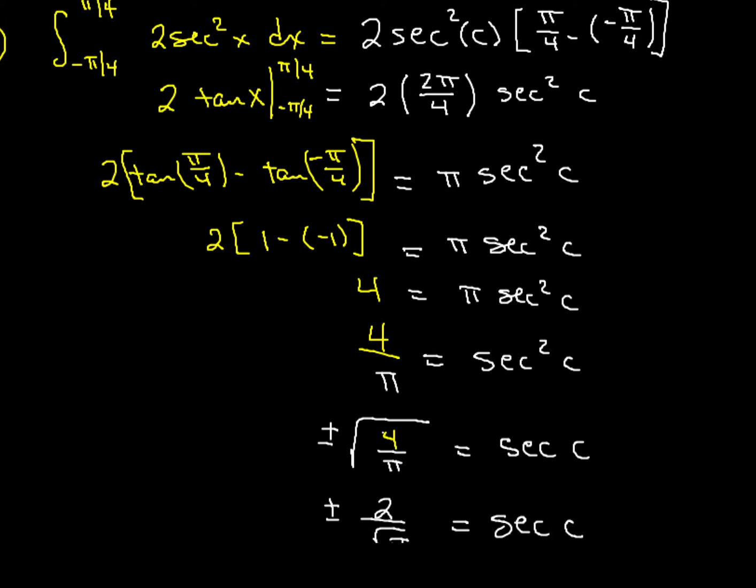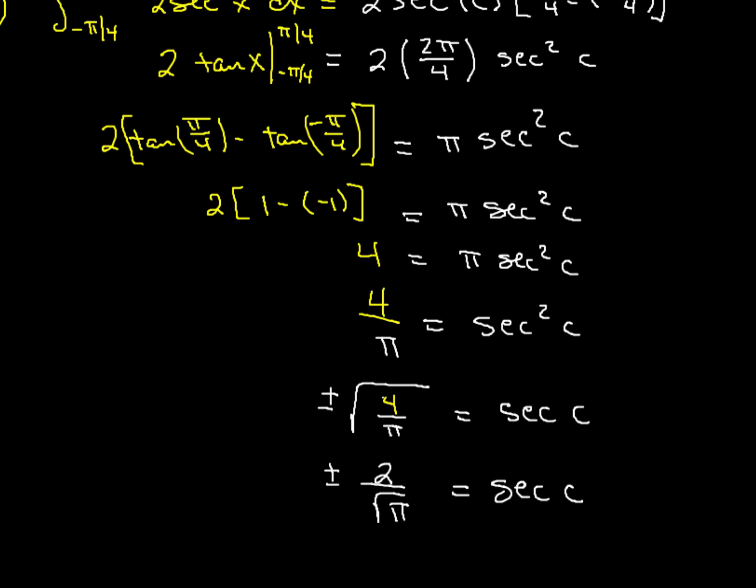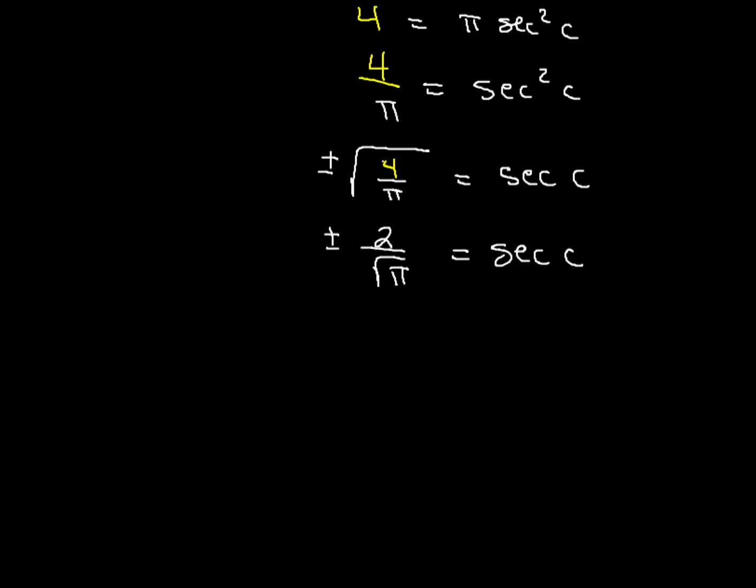Some textbooks will have you go this way, where they simplify the square root of 4 in the numerator to come up with just 2, and in the denominator just leave the square root of pi. This is where it's going to get interesting, because to solve for c, you are going to have to use inverse trig. To find the value of c, you'll use plus or minus, don't forget that piece, of arc secant of 2 over square root of pi.